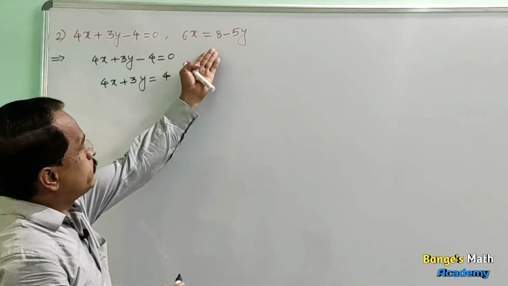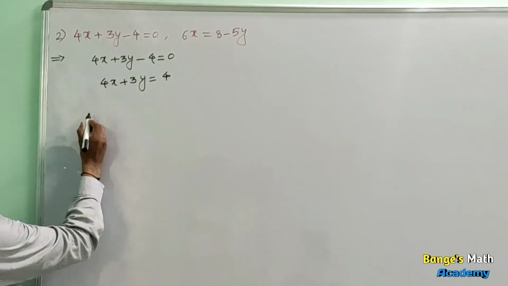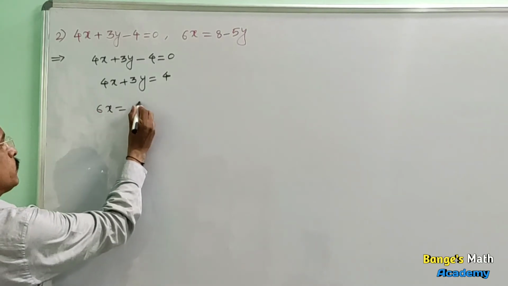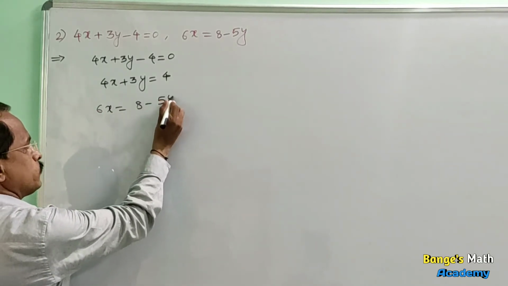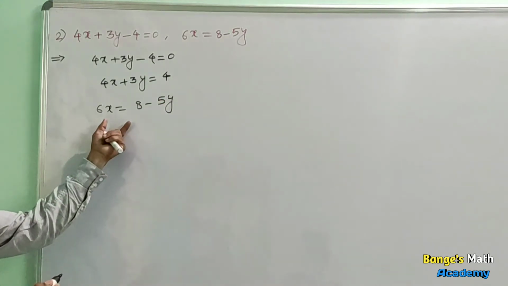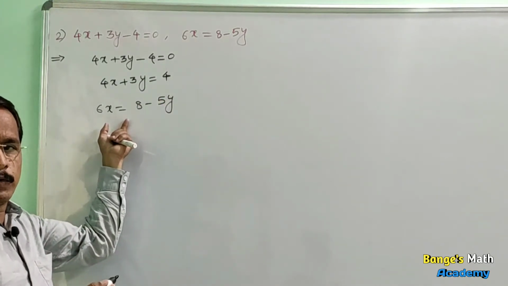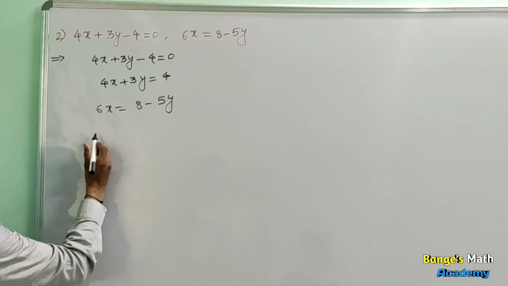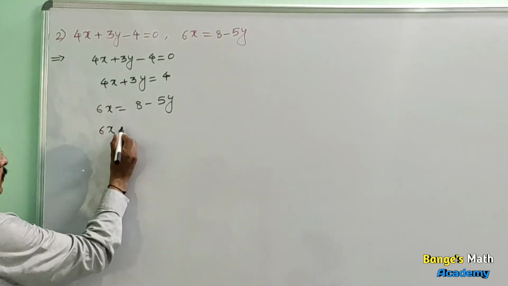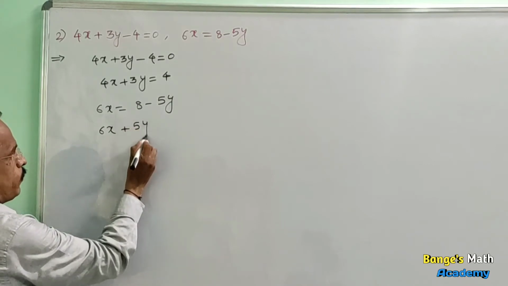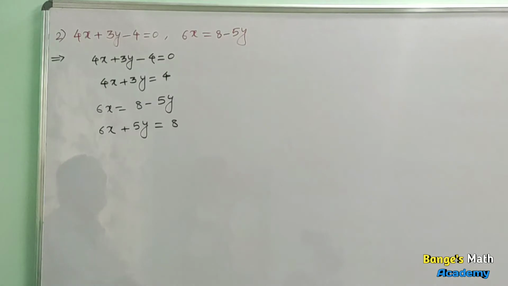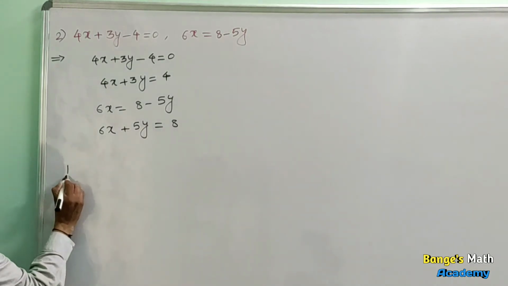Then consider the second equation. 6x is equal to 8 minus 5y. Compare this equation with ax plus by is equal to c. So transfer minus 5y to LHS. 6x plus 5y is equal to 8. Then find the value of d.